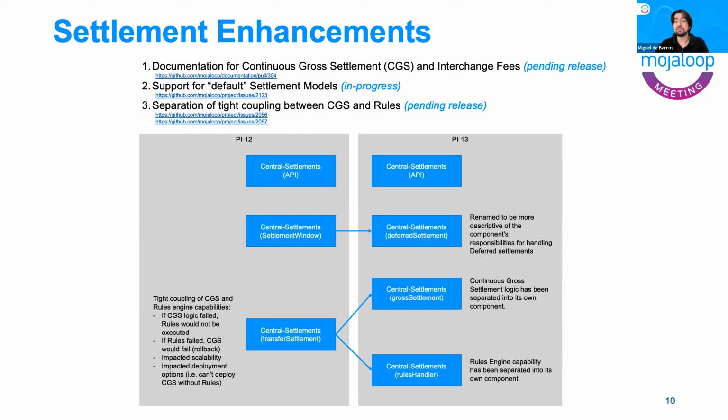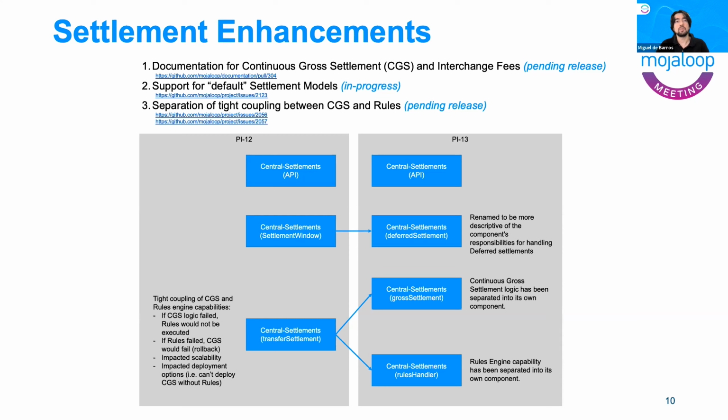you'll be able to configure a default settlement model in addition to any currency-specific models. What that means is that whatever currencies a hub supports, the default settlement model will cater for those particular transfers processed through the system, but you still have the option to create specific settlement models for a specific currency if required. The third is a separation of the tight coupling between the CGS and the rules engine.